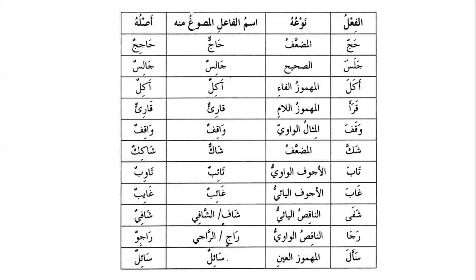These are the details as we have discussed now. So if you would like to have a look in detail, you can see all the changes that we have discussed now. For example, hajja, al-muda'af, hajjun, and hajijun. Similarly, jalasa, akala, and all the details are here.